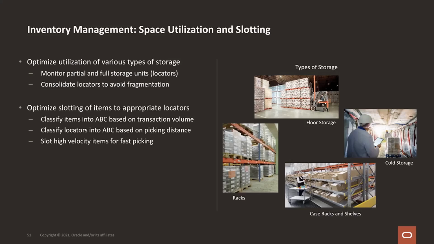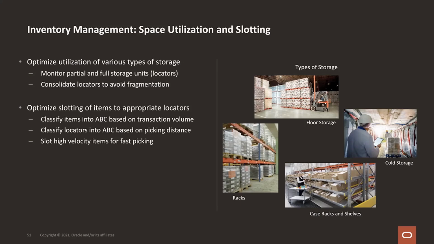So the idea is you would classify your items as A, B, and C based on the transaction volume. And you have locators that you classify A, B, and C based on the picking distance, based on how much work is associated with going from the time you pick to where it's consumed. And the concept is you want to slot those high velocity items into those high velocity locators, your A items and your A locators, to optimize the efficiency of your warehouse operation.